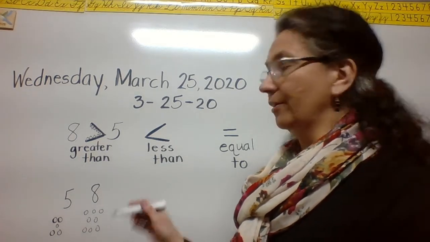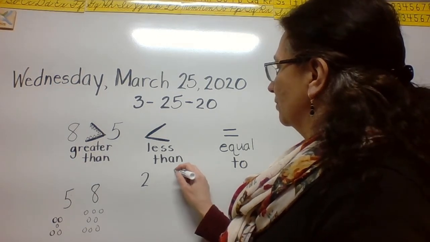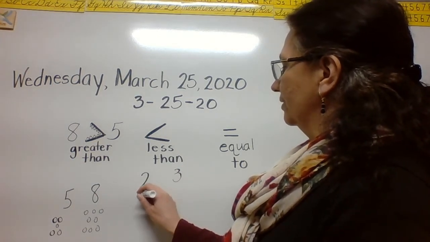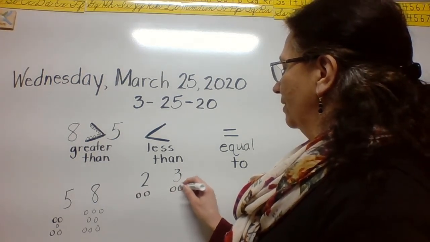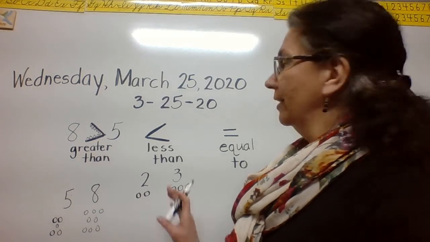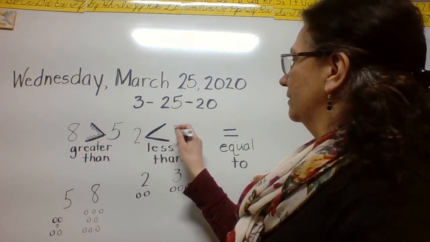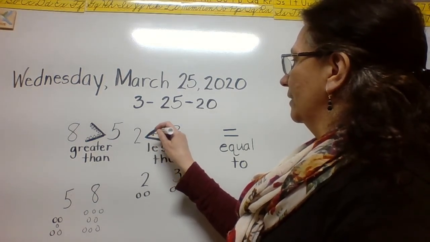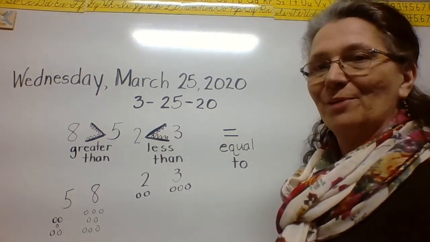Let's compare the numbers 2 and 3. So here I could have 2. Here I have 3. It's not as much more, but we can see that 3 is more. So on this one for less than, 2 is less than 3, because the alligator is going to come and chomp that 3 up. Chomp, chomp, chomp, chomp, chomp.